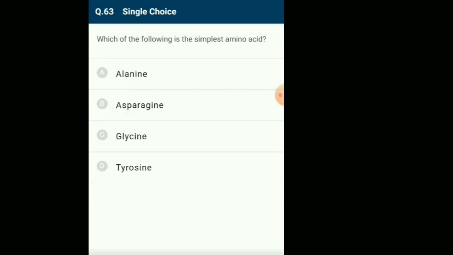Question number 63. Which of the following is the simplest amino acid? Glycine is considered the simplest amino acid as it has one amino group, one carboxylic group, one hydrogen, and another hydrogen in place of the R group. It has no subsequent functional group. It is also not an alpha amino acid. So the answer is option C, glycine.